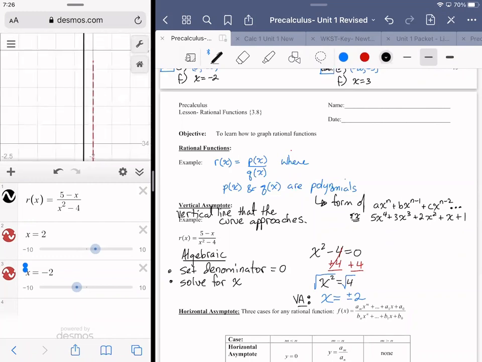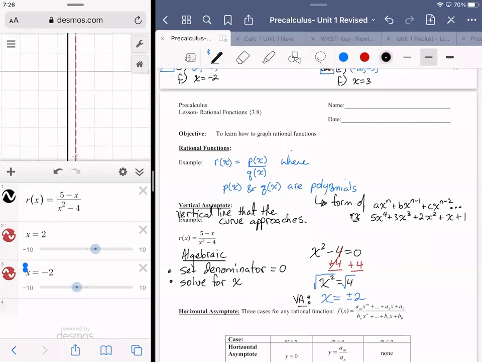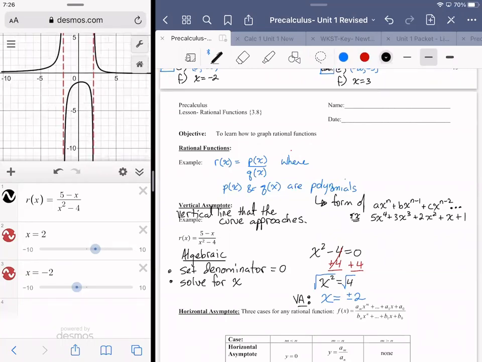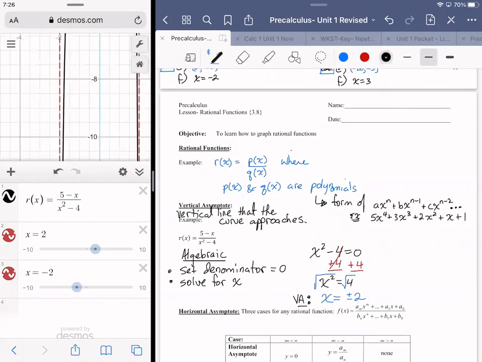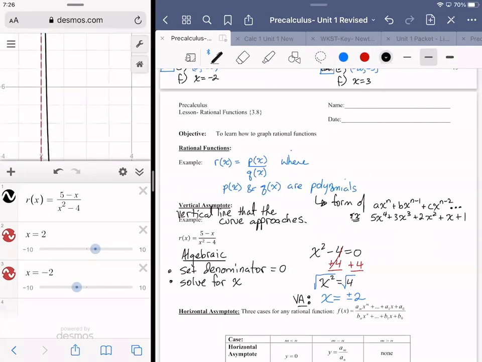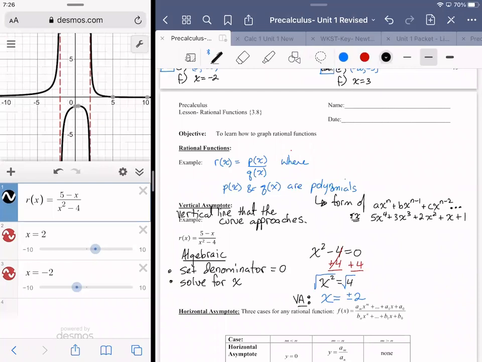I mean, I can keep zooming and scrolling and all that. It's approaching, it's getting closer and closer. It's not getting there very fast, but it's getting closer and closer. And it's doing that in multiple places. It's happening here, it's happening here, and it's happening here. All right. So that's an instance of a pair of vertical asymptotes, but simply determined algebraically by setting the bottom of your fraction equal to 0 and solving.